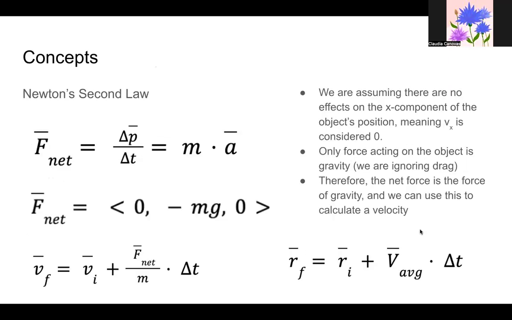The main concept we'll be using here is Newton's second law, so the net force, which is mass times acceleration, and using that to calculate velocity and then the position of the marker falling down. In this case, we are assuming there are no effects on the x component of the object's position. It is being dropped vertically. We're ignoring all other forces, therefore the net force will be 0 in the x and z direction and only negative mg, where g is the gravity constant. This will be the only net force acting in our model.